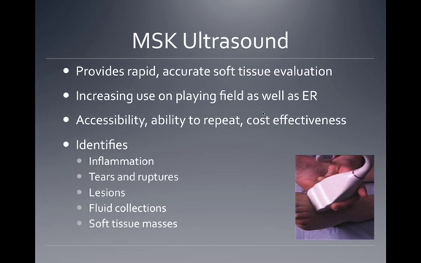But the big thing to look at here is what this identifies, and that is you're going to be able to easily see these soft tissue things: inflammation, tears and ruptures of tendons, ligaments, muscles, fluid collections really show up on ultrasound, soft tissue masses, various types of other soft tissue lesions, things that you might find embedded in the muscle. You'll be able to see those very easily with ultrasound.